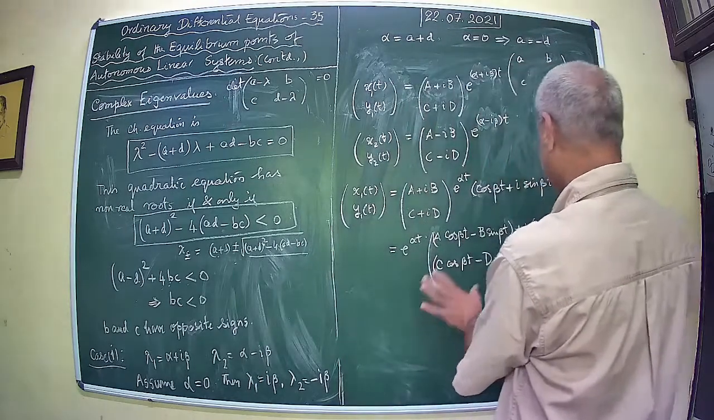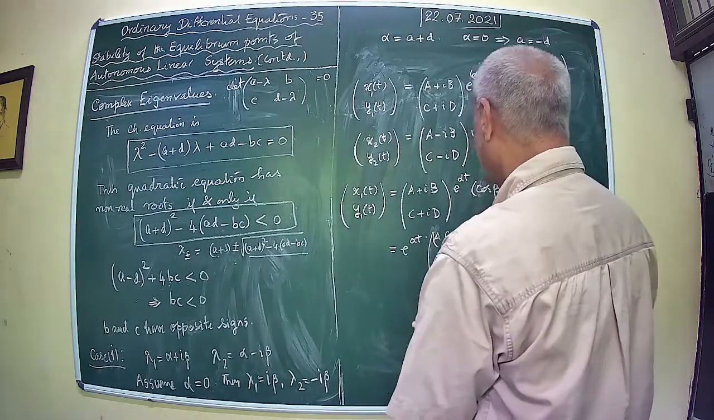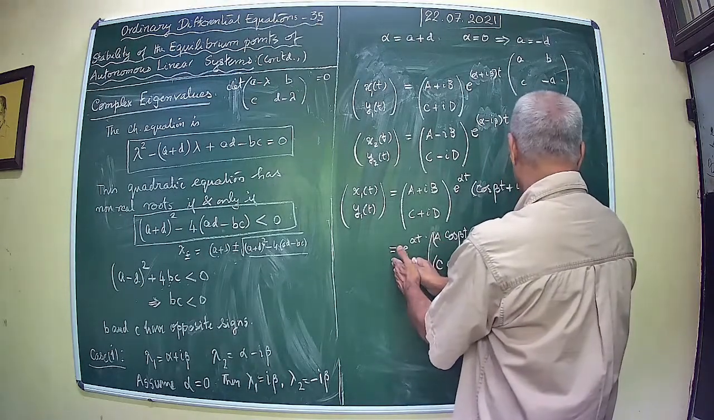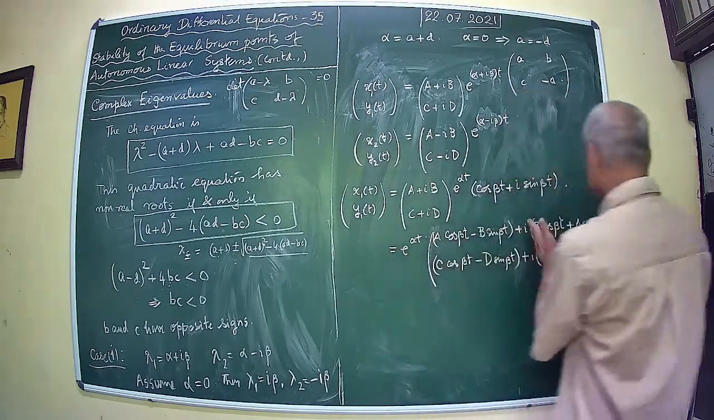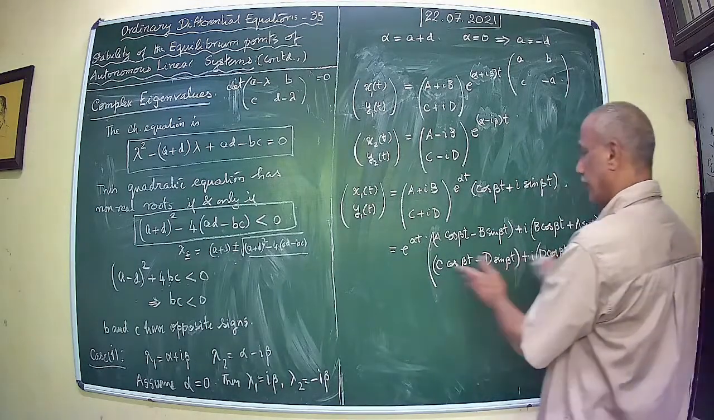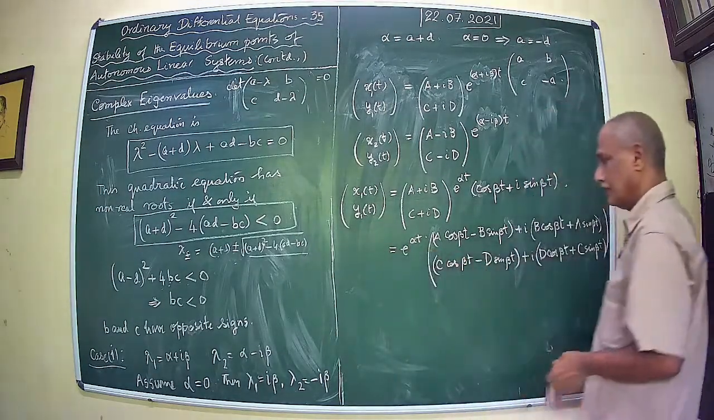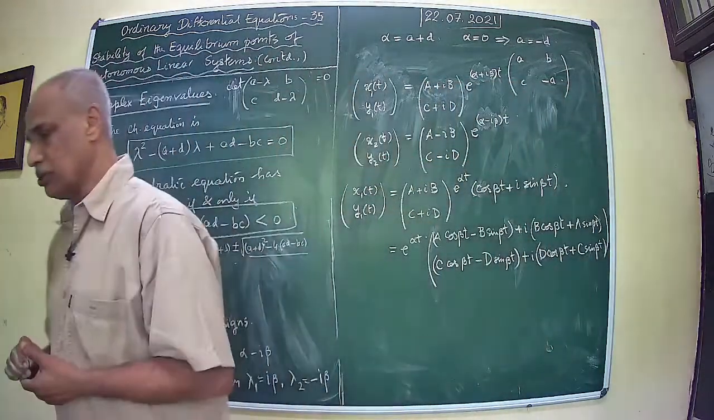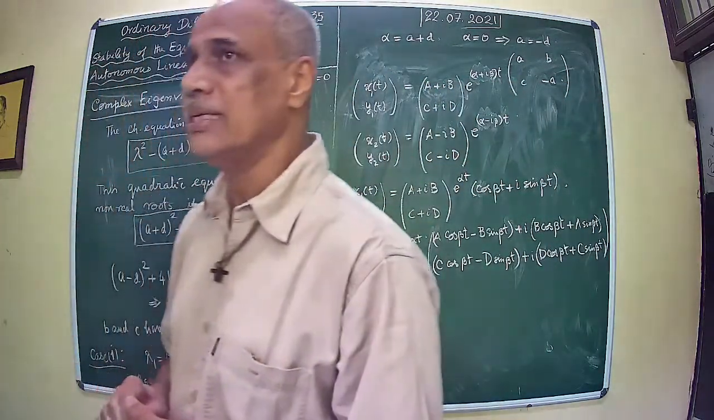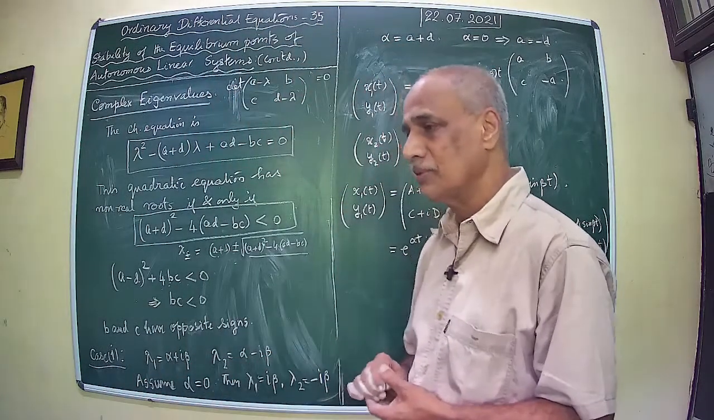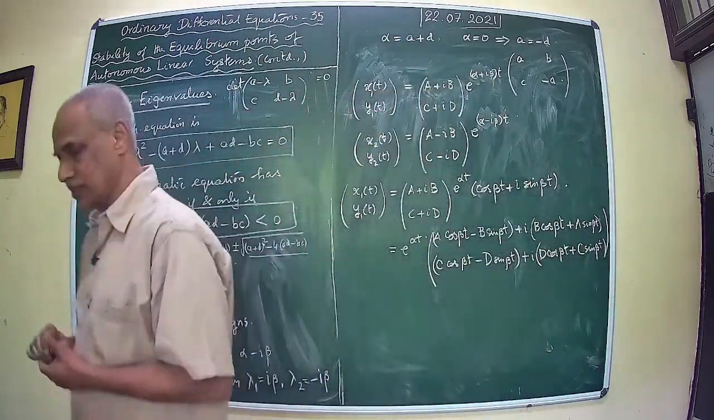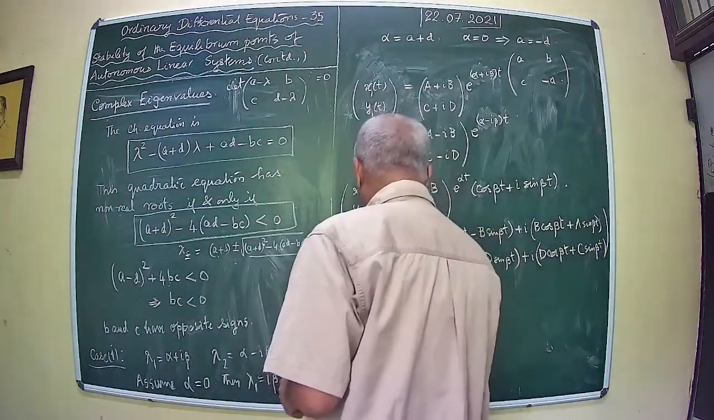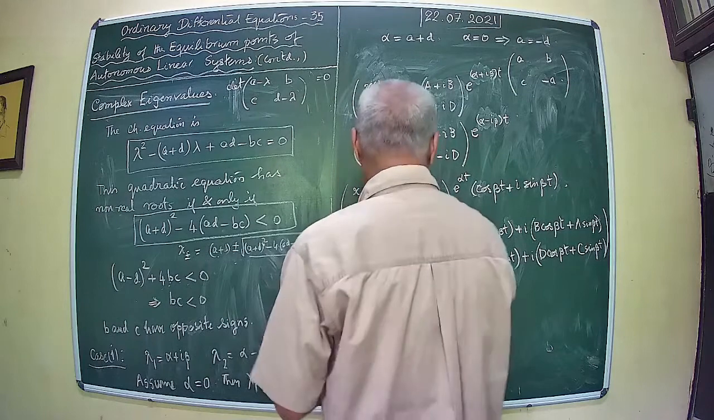So what are the real solutions that you can have? You can have a real solution corresponding to this multiplied by e to the power alpha t, and this part multiplied by e to the power alpha t. Two real solutions are there. So any general solution is a linear combination of these two solutions. Now we take the case where alpha is equal to 0.